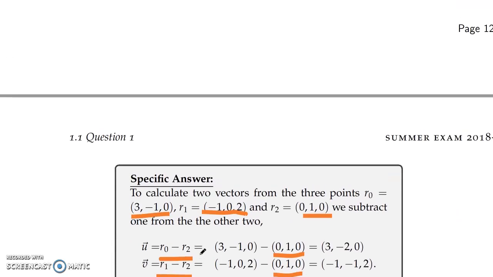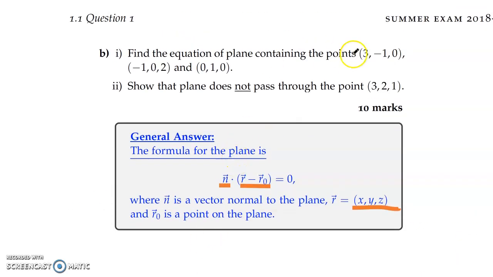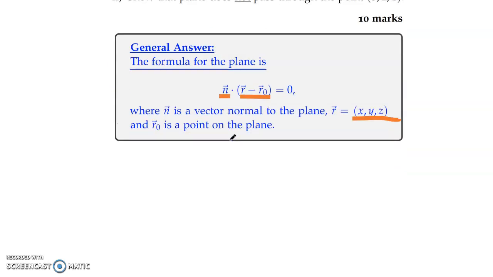Variations of this question actually could be much easier. I could give you two vectors and a point, or I could even give you a normal vector and a point, and then you wouldn't have to calculate the normal vector.